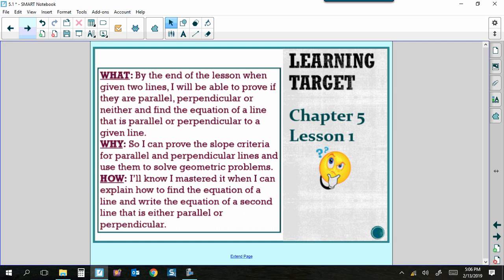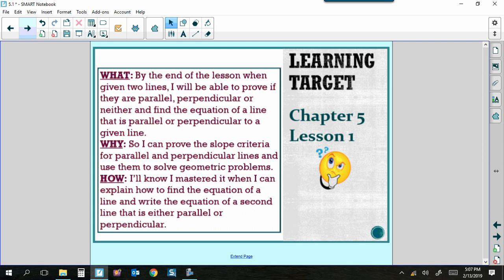Why do you need to know this? Well, so you can prove the slope criteria for parallel and perpendicular lines and use them to solve geometric problems. How will you know you've mastered it? Well, you'll know you've mastered it when you can explain how to find the equation of a line and write the equation of a second line that is either parallel or perpendicular.